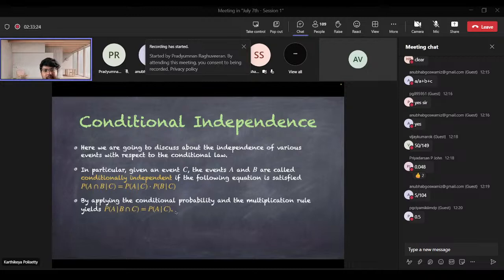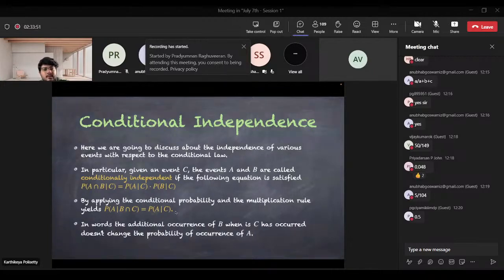By applying conditional probability and the multiplication rule, P of A given B intersection C equals P of A given C. From the above equation, you try deriving this equation. It is the same as saying that whether B happened or not, it is not going to alter the probability of A occurring given C. In other words, additional occurrence of B when C has occurred doesn't change the probability of occurrence of A.